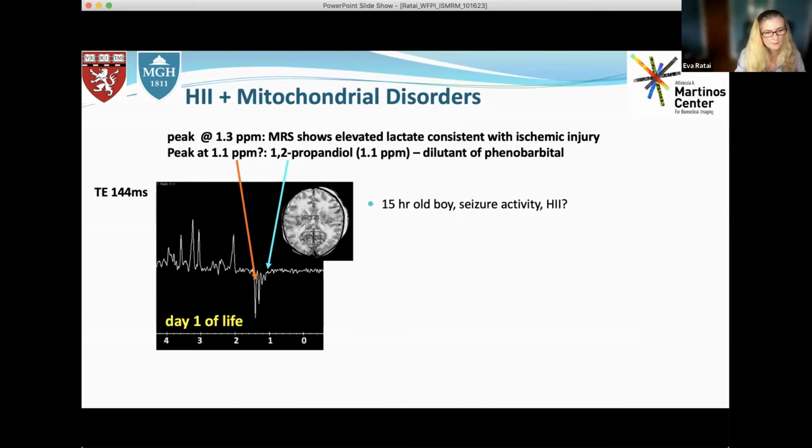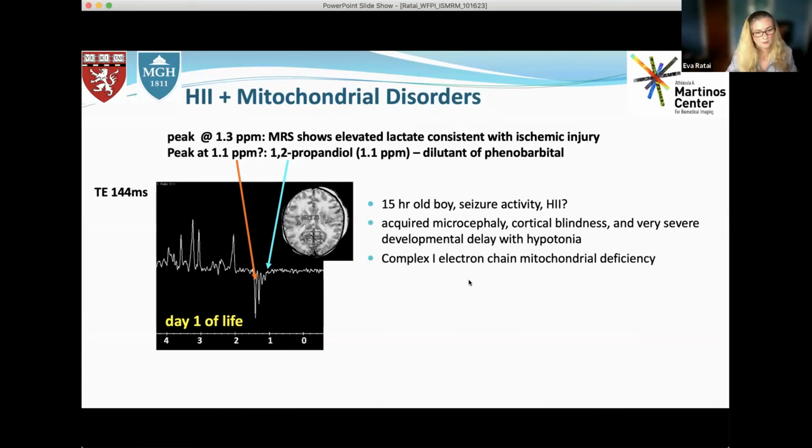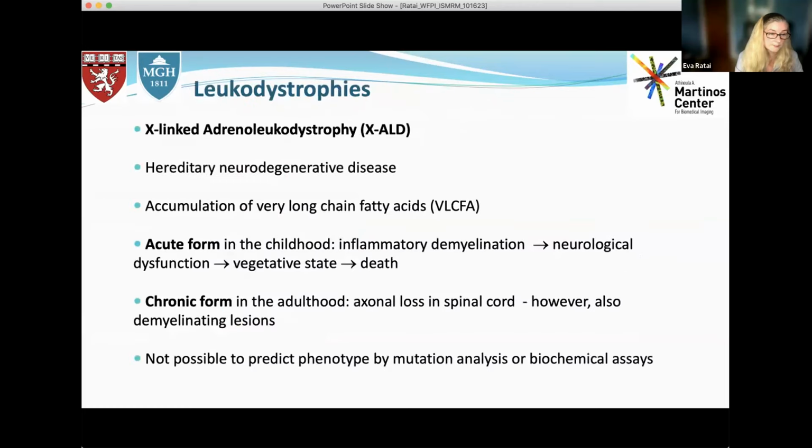The other thing that I want to point out is that months later, he acquired microcephaly, cortical blindness, and severe developmental delay with hypotonia, and we realized he also had a mitochondrial deficiency. So even when the criteria are met for hypoxic ischemic injury, just keep in mind that there could also be another inborn error of metabolism.